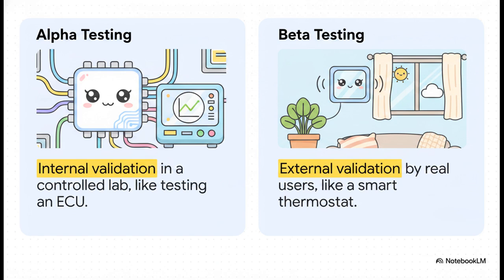Think of testing a car's engine control unit on a simulator, right? The real-world risk is simply too high to test it anywhere else. Beta testing, on the other hand, is external validation by actual users. So imagine a smart Wi-Fi thermostat being given to a select group of customers so they can report on real-world usability, temperature variations, and their actual network connectivity.